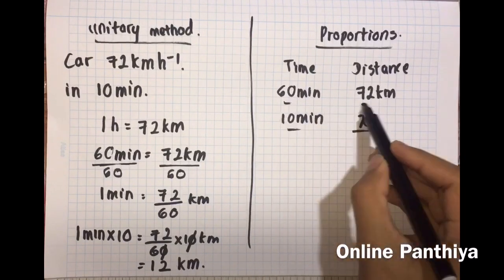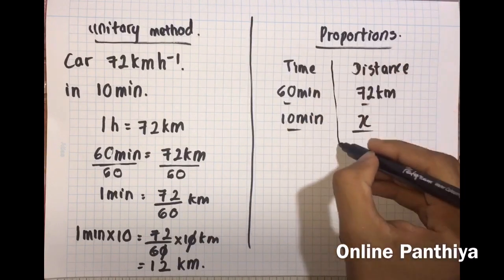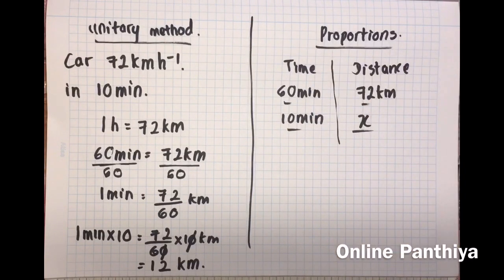Observe this carefully. This side you have time, this side you have distance. Now I am going to write it in ratio format. Proportions. Proportions means ratios, no?